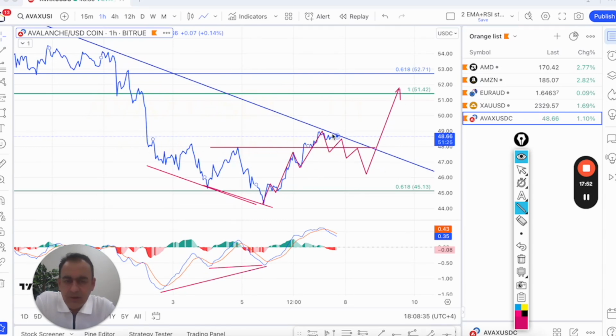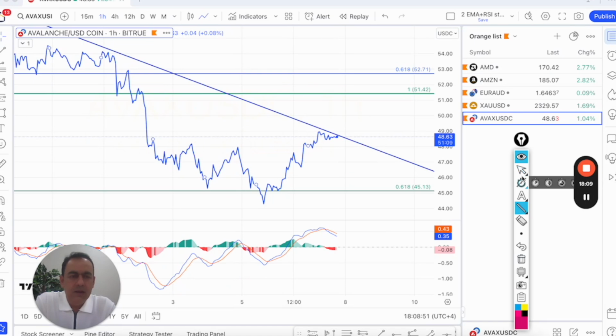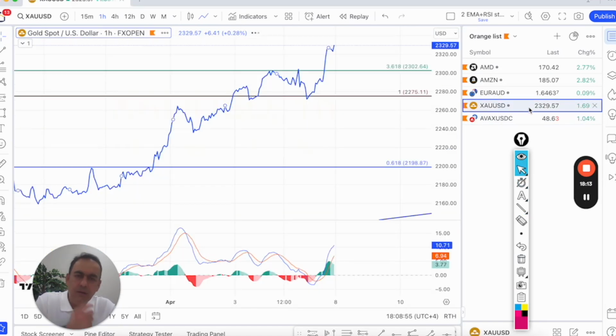So I'm expecting a pullback. Right now we are at diagonal resistance and then continuation to the next level. So first resistance would be around 51, 52. Once it is broken, the ultimate target is 68. And now finally our favorite instrument, gold.